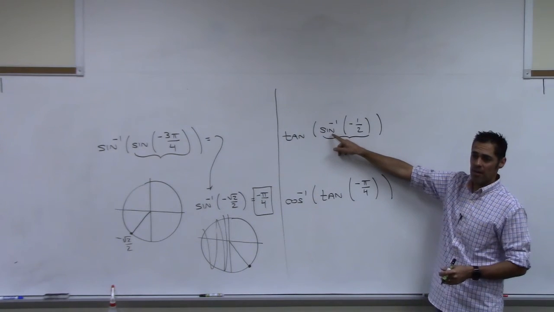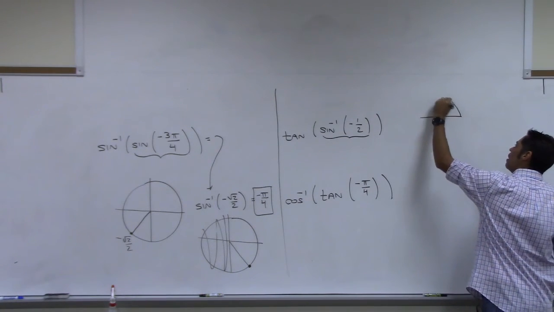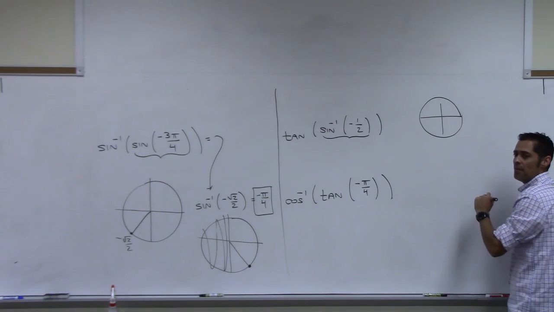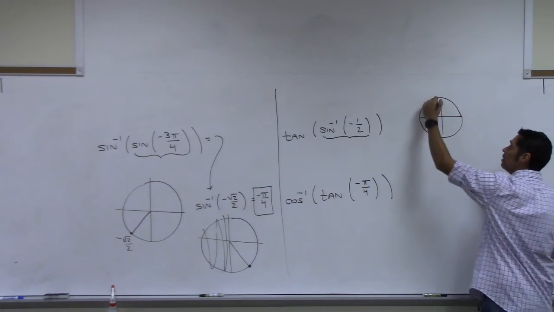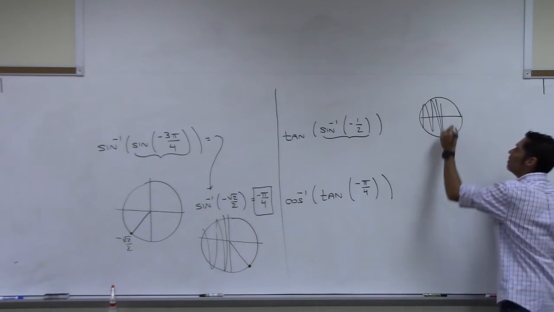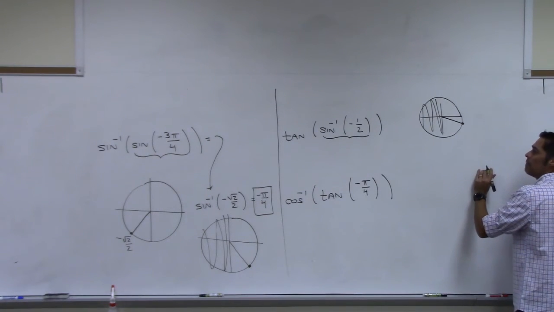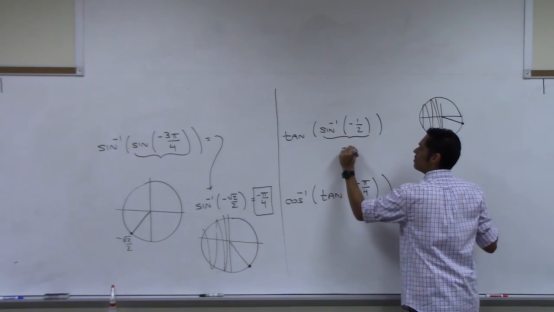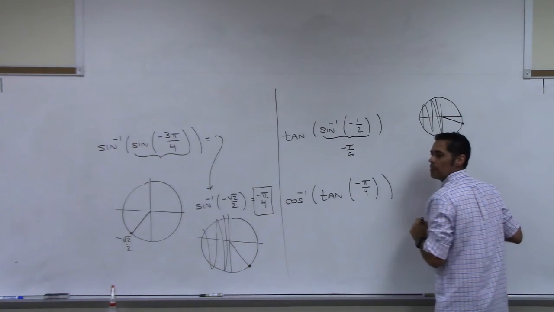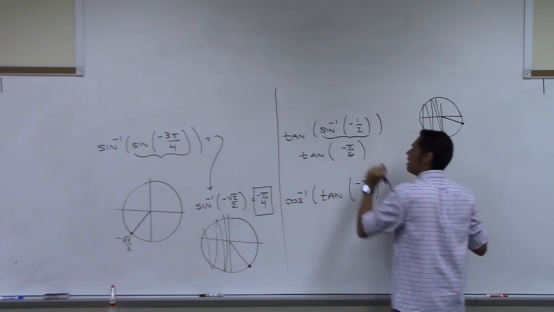Y-coordinate because it's sine, right? So that is, at what angle is your y-coordinate negative 1/2? And I can only look on the right side because it's arc sine. Negative pi over 6, okay? That's where it happens. So this is negative pi over 6. So you're going to be taking tangent of negative pi over 6.